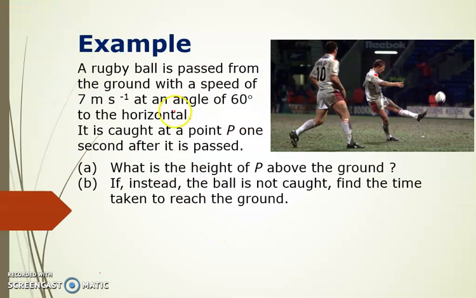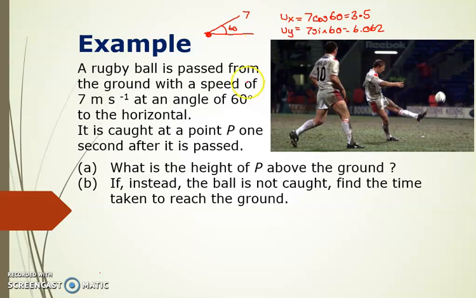Second question. A rugby ball was passed from the ground with a speed of 7. Okay, it's passed on the ground, speed of 7. So there it is on the ground. It's passed with a speed of 7 and an angle of 60 degrees. Again, straight away I'm writing ux, uy. What are those components in those directions? It's 7 cos 60 for ux, and it's 7 sin 60 for that one. Now, cos 60 is a half, so I can do that one quite easily. 7 sin 60 is not so obvious. And it's 6.062.